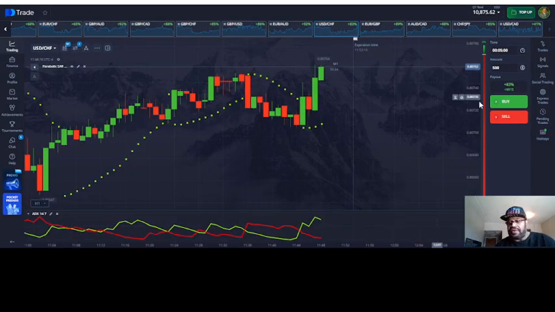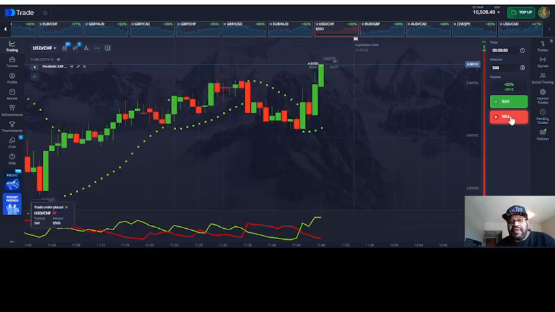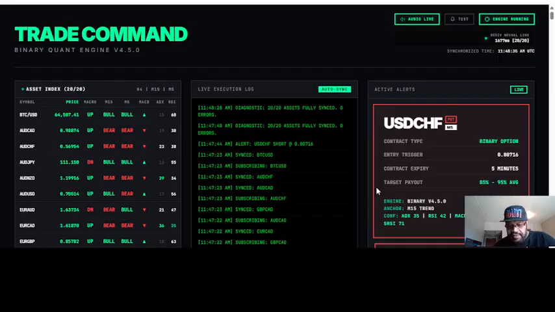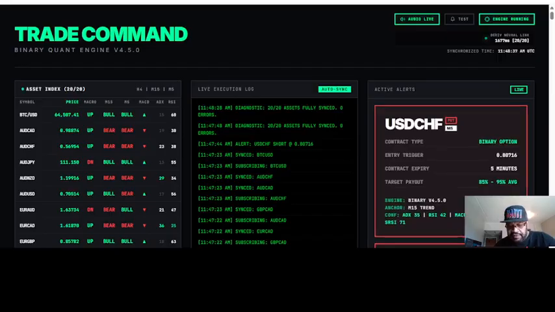Okay, so let's go ahead and take a 5 minute short. Okay, so it recommended a short at this level here, US dollar Swiss franc 5 minute short. All right, this is the signal right here. So what I'm going to do is pause the video and wait till about 30 seconds left in the trade, come back and check the results of this trade.